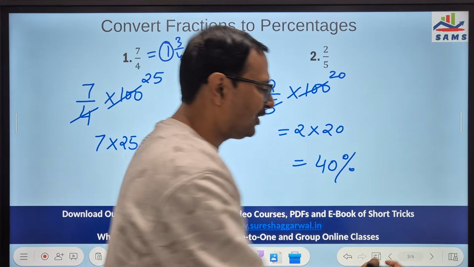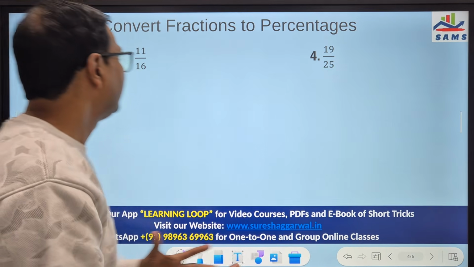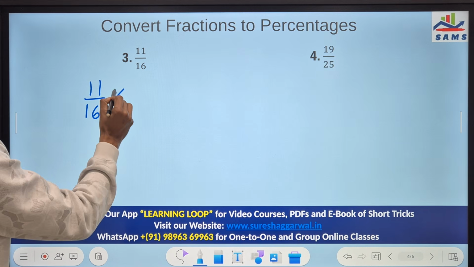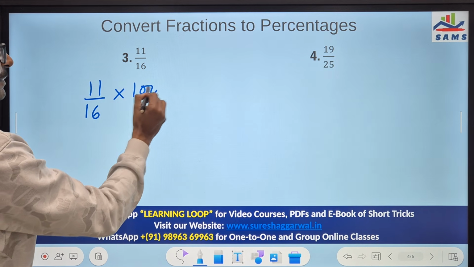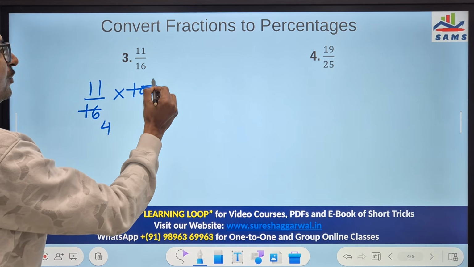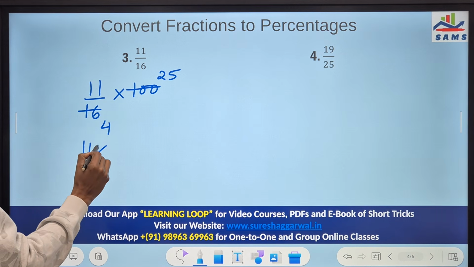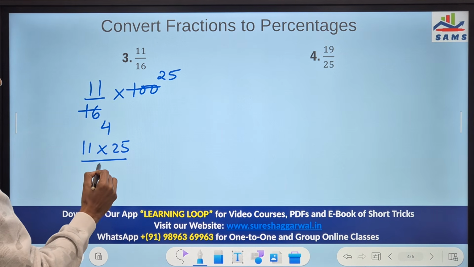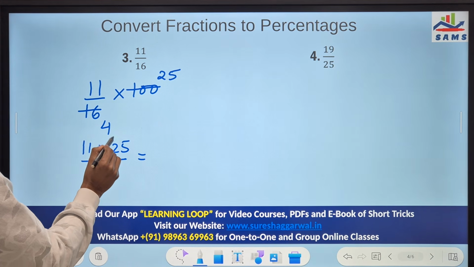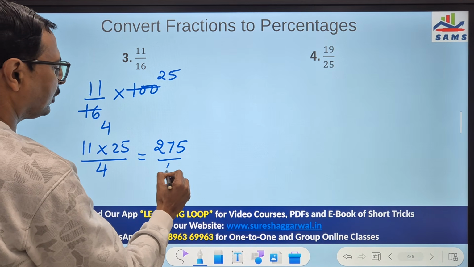Now I know you must be feeling more comfortable and you will solve these questions very quickly. Here we have another proper fraction, 11 upon 16. So less than 100% answer. Multiply it by 100. So 4 times 4 is 16, and 4 times 25 is 100. So we have 11 times 25 and divide that by 4. This is the percentage. So when you multiply 25 by 11, you get 275 and divide that by 4.